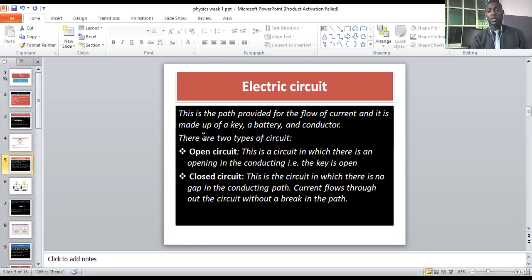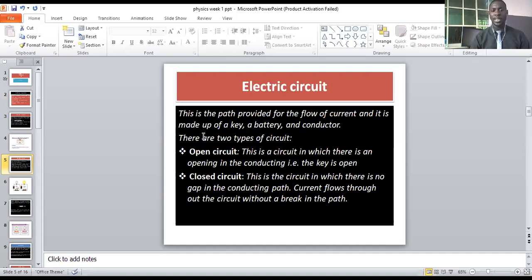We all know what a conductor is. It allows the flow of electric charge. The battery produces the current, while the key is like a control switch. We all have control switches in our house, whereby to turn on the light, you press the control switch, and to turn off the light, you press the control switch. So that is the key.